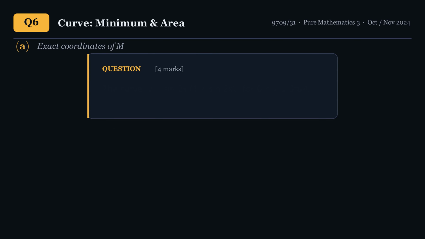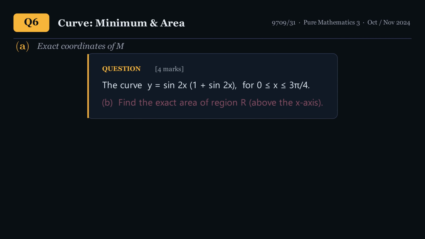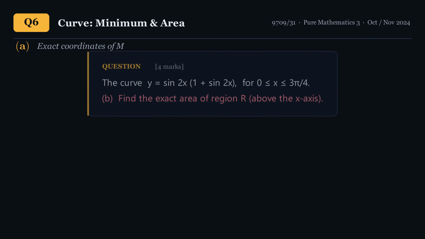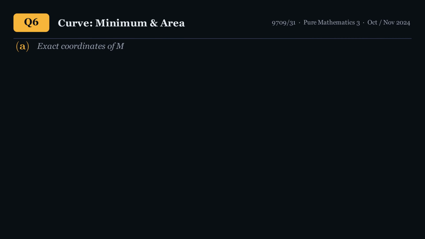The curve y equals sin 2x times 1 plus sin 2x, for x from 0 to 3 pi over 4. Part B. Find the exact area of region R above the x-axis. Now let's work through the solution step by step.